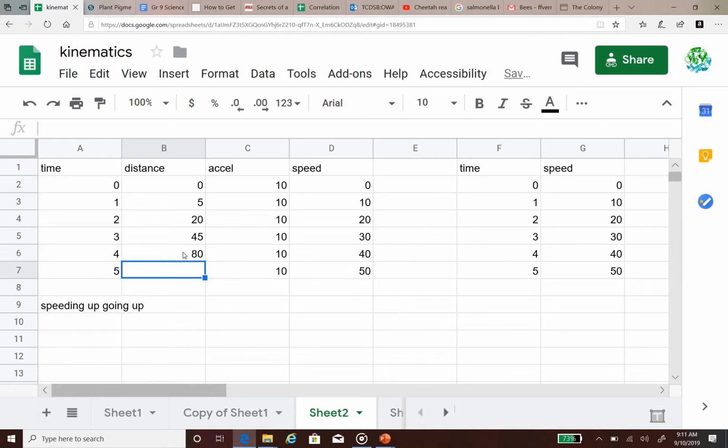Do you remember what I said to you? If you take the average of 0 and 50, it's 25, times 5 seconds, we should travel how far? 125 meters, right? Okay, let's see if we get there. What's the average of 40 and 50? 45. In that 1 second, between the 4th and 5th second, I travel 45 more meters. That gets us to 125.